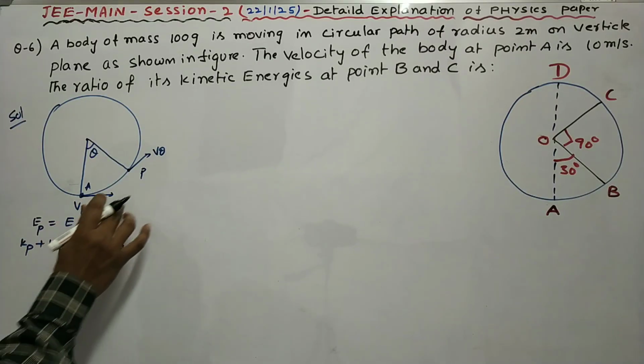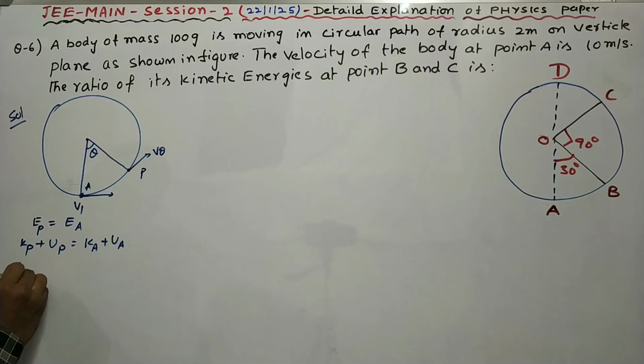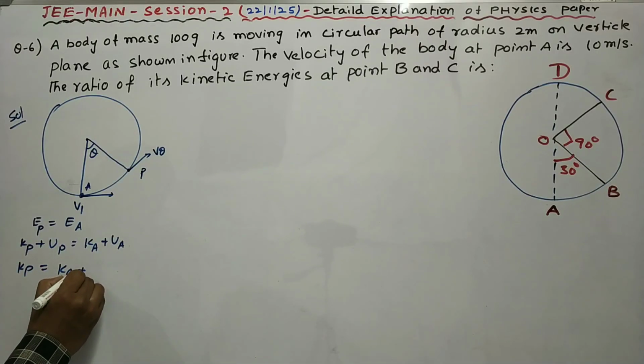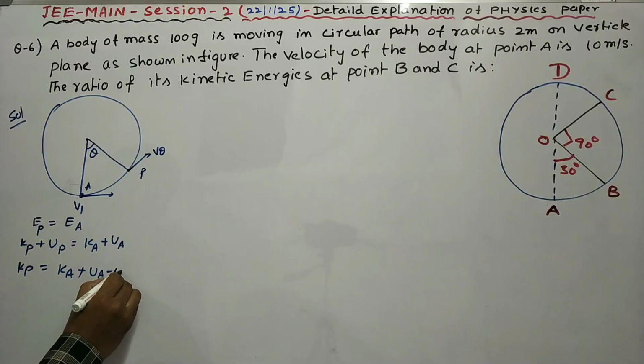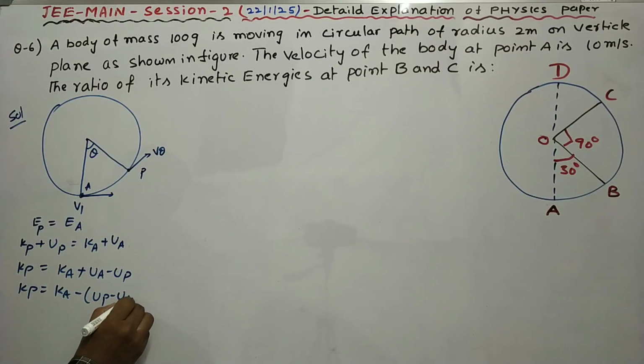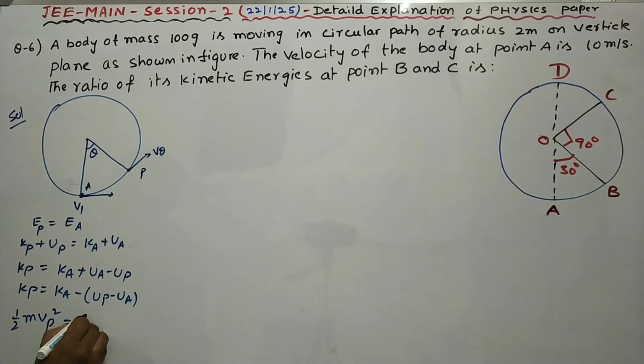Okay, therefore you want to calculate kinetic energy at point P. That implies Kp is equal to kinetic energy at point A plus UA minus UP. Okay, so Kp is equal to kinetic energy at point A minus UP minus UA also, right, isn't it? So Kp is equal to what? Half m velocity at point P, this is required. Is equal to half m VA square.